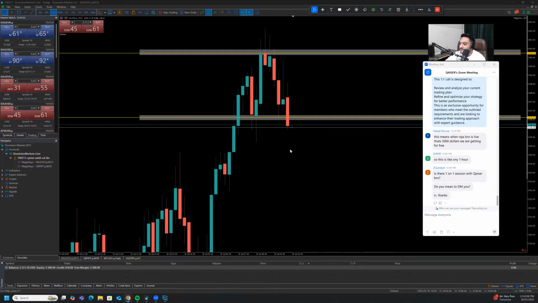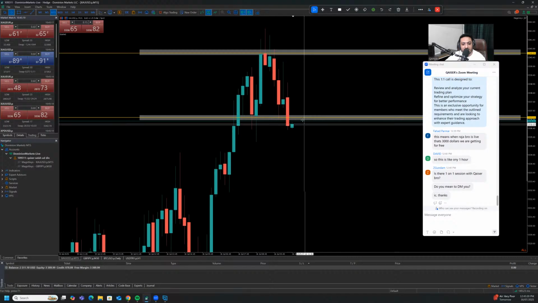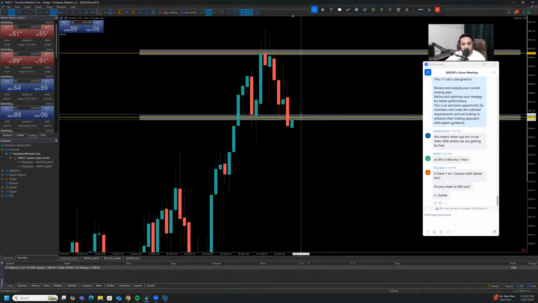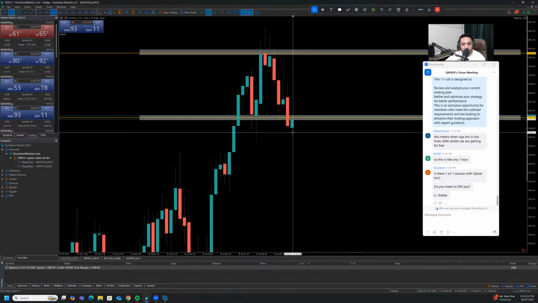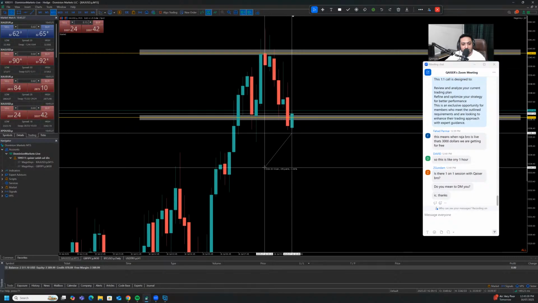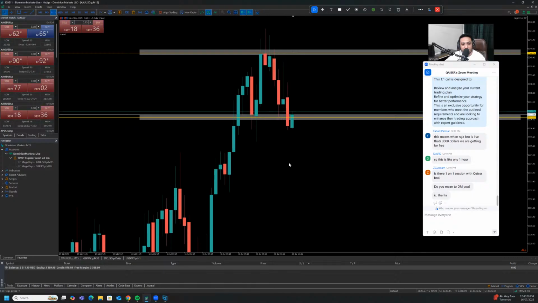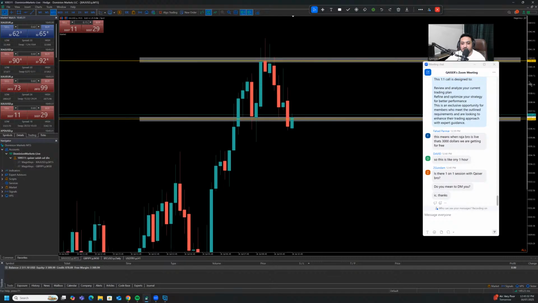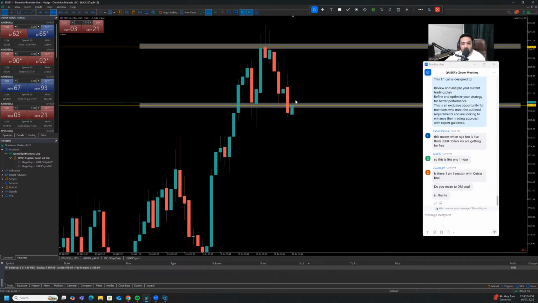But you know what? I'm just not comfortable with this 50-minute. The 30-minute is still open. If it creates a deeper wick, and if it breaks the low depending on the volume, it could continue pushing to the downside. Let's see.